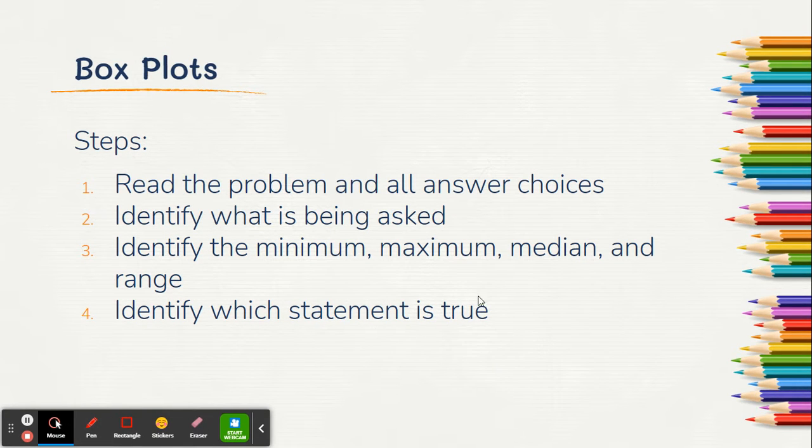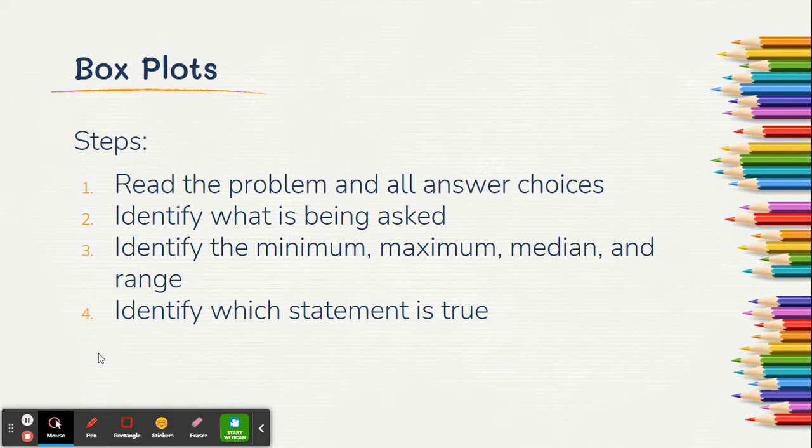So I'm going to start with my steps that always, my first two steps on all of these: read the problem and all your answer choices, and then identify what is being asked, okay? So in box plots, we need to identify what the minimum is, the maximum is, the median, and the range. Okay, so these are the four things we're going to find here. And then tomorrow we'll talk about interquartile range and that. And then we want to identify which statement is true.